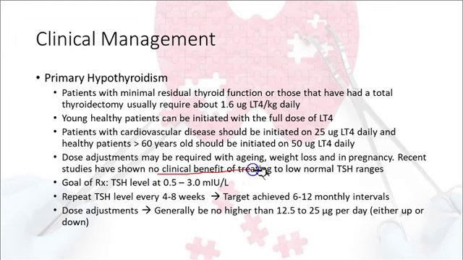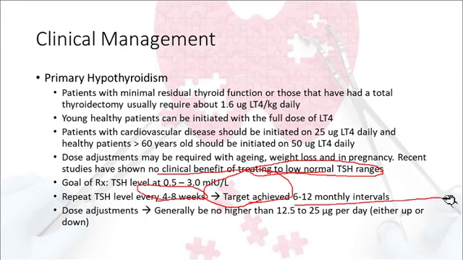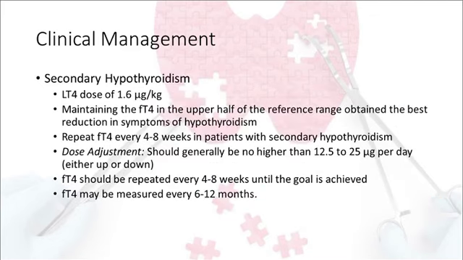Recent studies have shown the clinical benefit of treating to normal TSH levels. So the goal TSH level is anywhere between 0.5 and 3 micro international units per liter, and we want to of course measure TSH levels every 4 to 8 weeks until the target is achieved. Once it's achieved, then we will measure it every 6 to 12 months. Dose adjustments generally need to be no higher than 12 to 25 micrograms per day, either titrated upwards or downwards depending on the scenario.